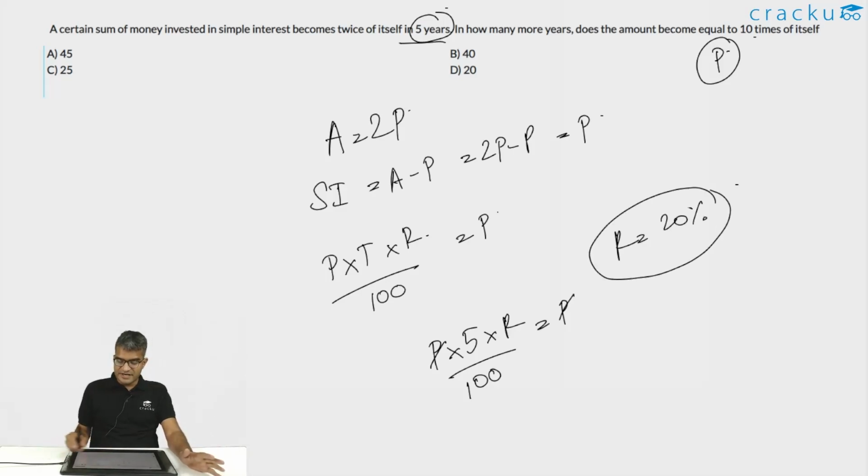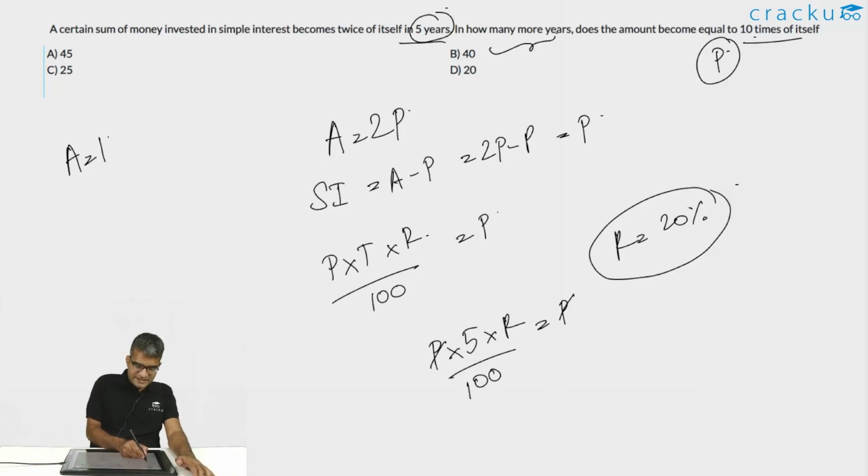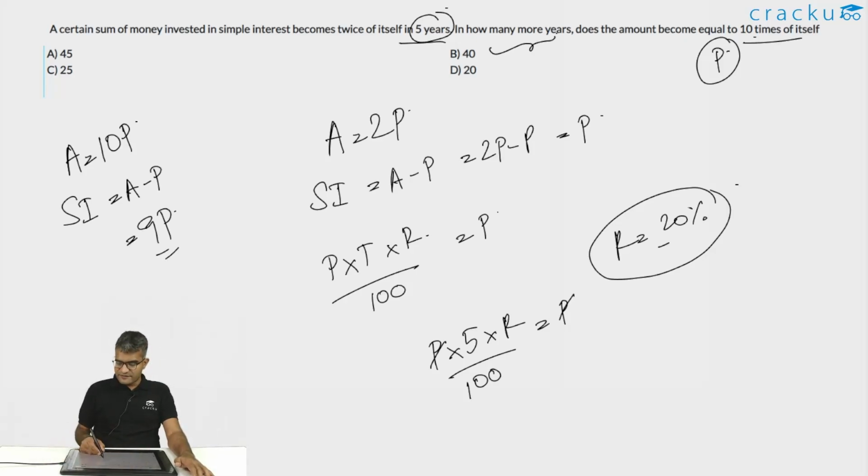What are we asked to calculate? In how many more years does the amount become 10 times itself? Now if the amount is 10 times the principal, the simple interest, which is equal to amount minus principal, is equal to 9 times the principal. For what time period at a rate of return of 20% will this become 9 times the principal?